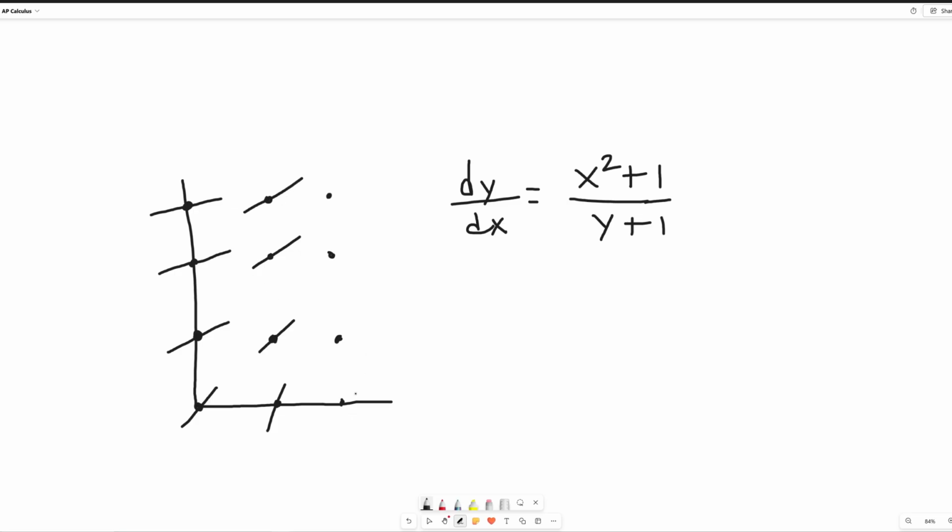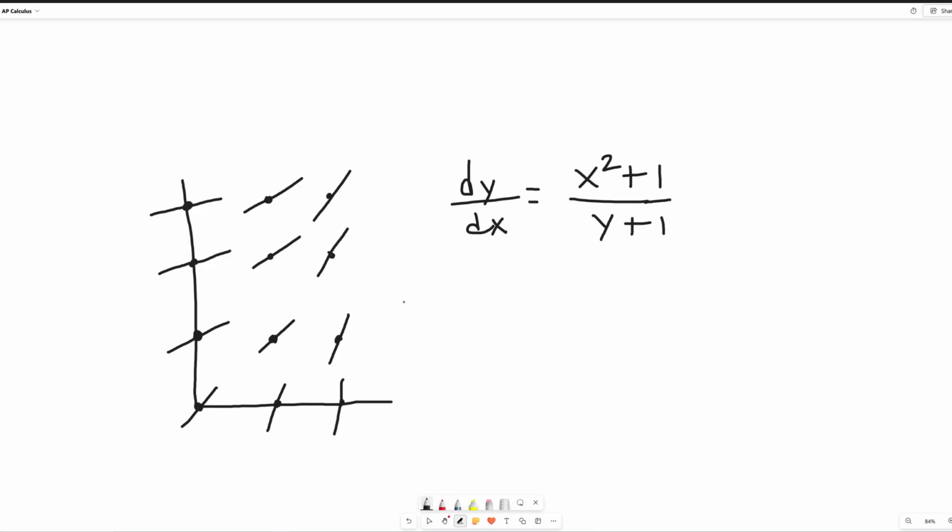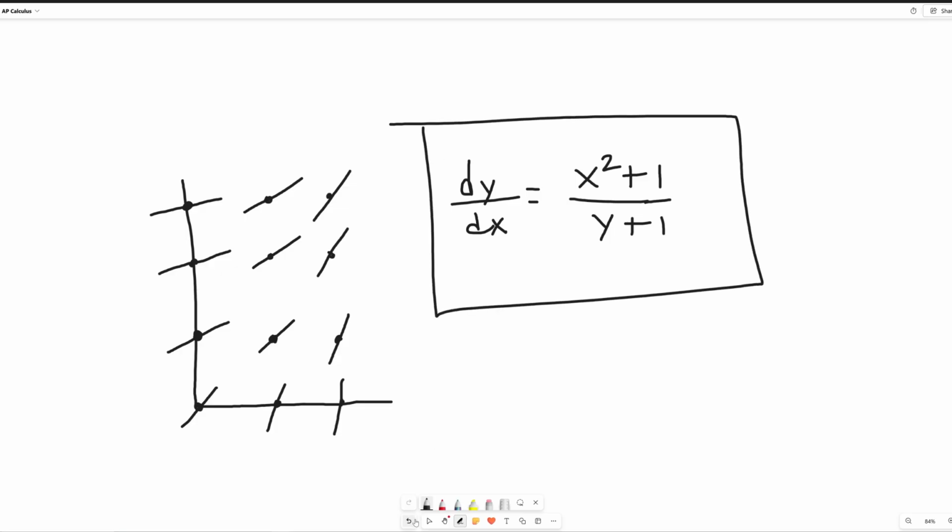And then, let's look at x equals 2. It's going to be 5 over 1. So the slope here is super steep. It's going to be 5. And then at 2 comma 1, it's going to be 5 over 2. And then at 2 comma 2, it's going to be 5 over 3. And at 2 comma 3, 5 over 4. So if you wanted to find the slope at any given point, you just have to plug the points into the differential equation it gives you.